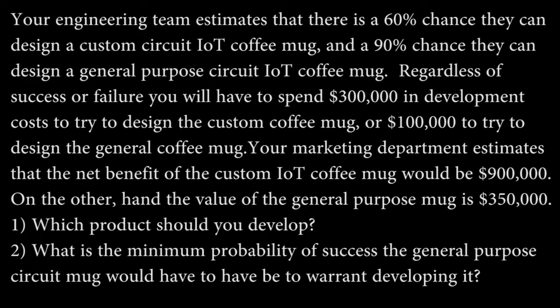Your marketing department estimates that the net benefits of the custom Internet of Things coffee mug would be $900,000. On the other hand, the value of the general purpose mug is $350,000. Whew. Draw a decision tree to answer the following questions. Which product should you develop, and what is the minimum probability of success that the general purpose circuit mug would need to have to warrant developing it?